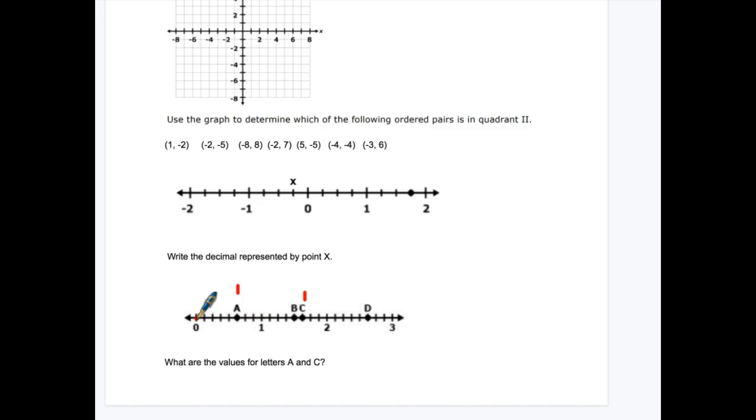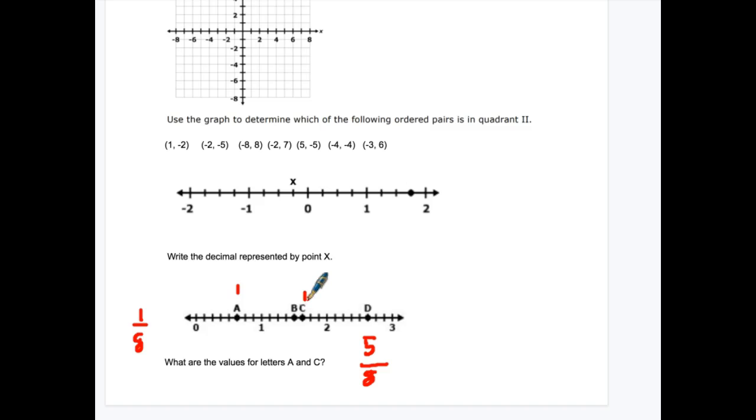Okay, so I'm going to start at zero, and I'm going to count how many of these interval markers it takes to get to the number one. So there's 1, 2, 3, 4, 5, 6, 7, 8. So I know each of these interval markers is 1/8. So if I'm looking at A, there's 1, 2, 3, 4, 5. So A is 5/8. I know it's less than a whole number because it is to the left of 1.